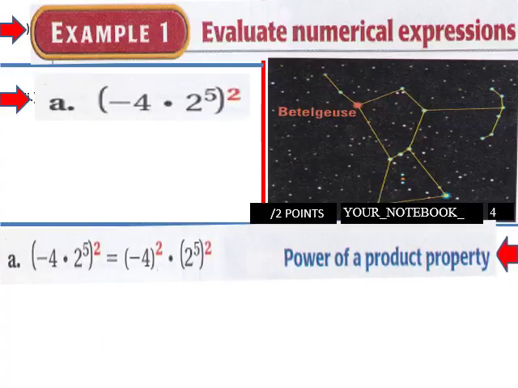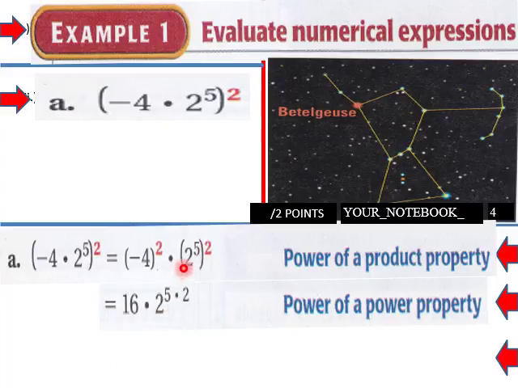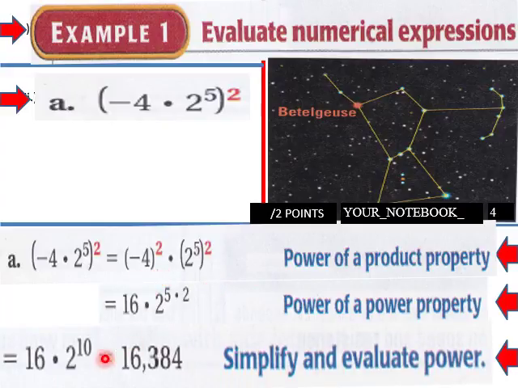So example 1, evaluate numerical expressions. Here is a power of a product. So we multiply through here. 2 to the negative 4 to the second power, and then 2 to the fifth to the second power. Negative 4 squared is 16, times 2 to the fifth squared, which is a power of a power here. So 16 times 2 to the 10th equals this humongous number here.